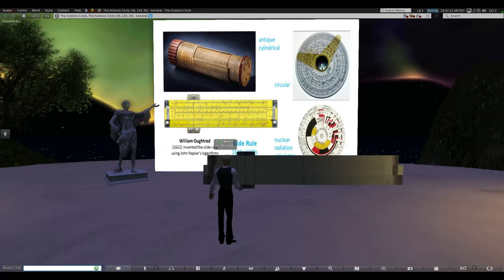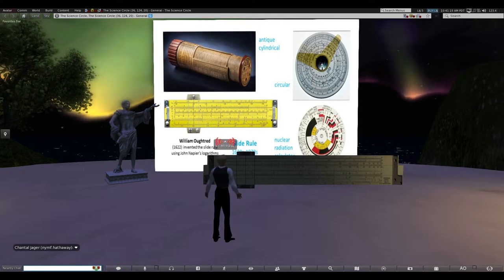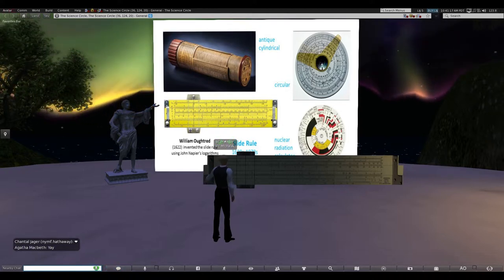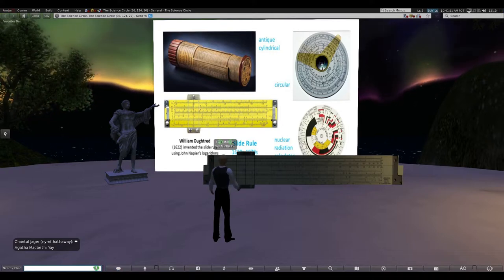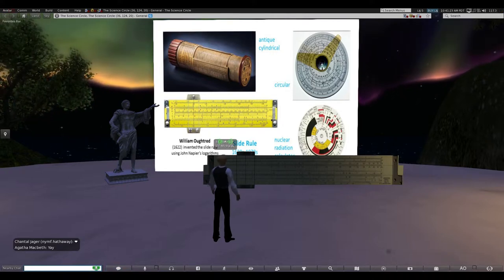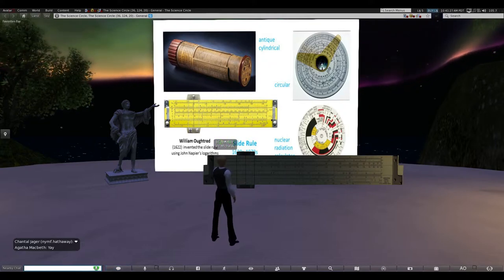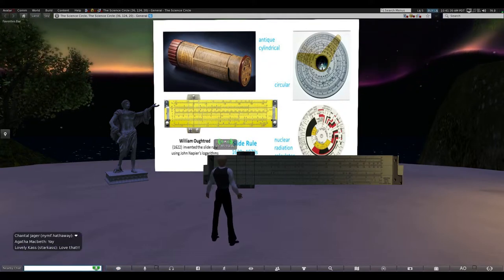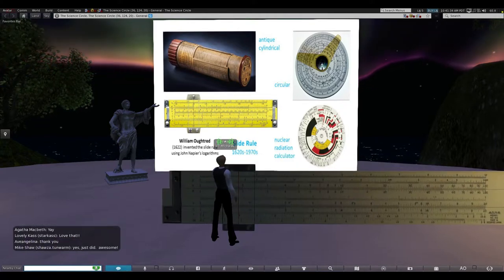Okay. You can make a copy of this. This is a working slide rule. So let me pull it up a little bit further. I think you can get a copy of it. Let me make sure I got all the pieces here while I'm doing that so it works. There's three pieces to it if you want to make a copy.